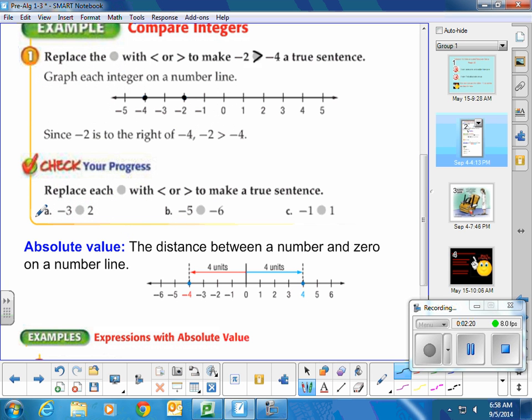We're going to do just a few more to practice right here. -3 and 2. Since one's positive and one's negative, the negative number is always going to be smaller than the positive number. So we're going to have -3 is less than 2.